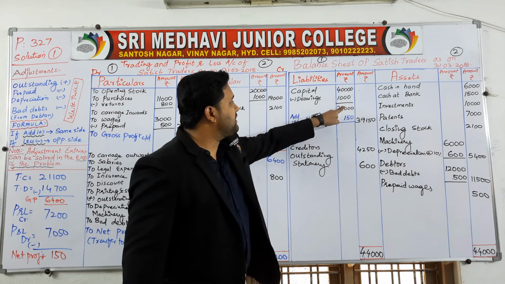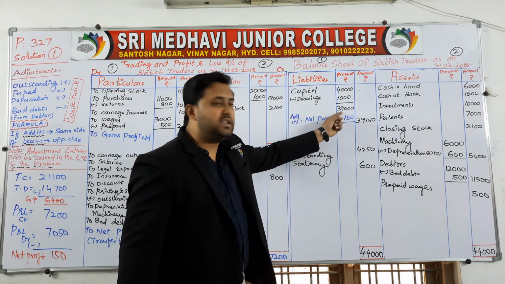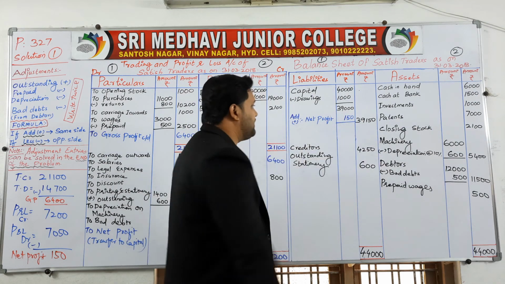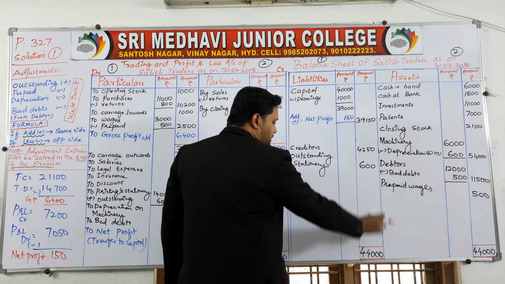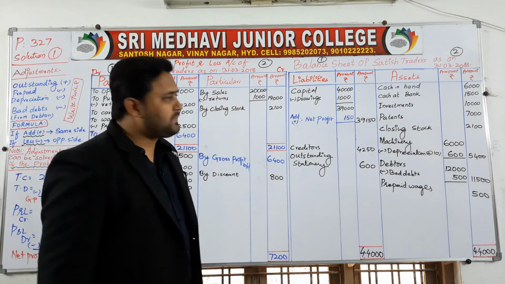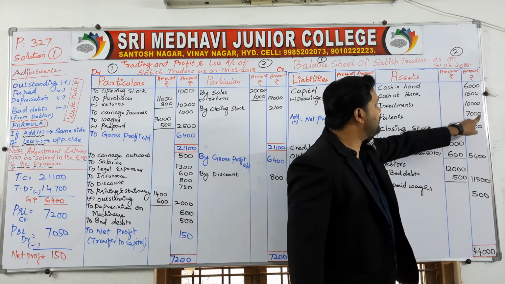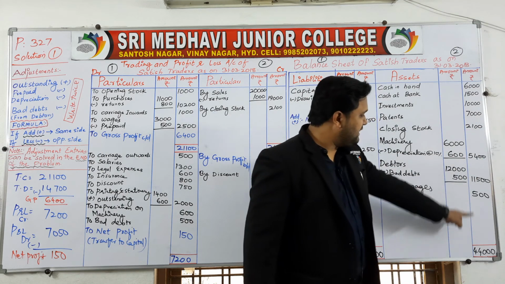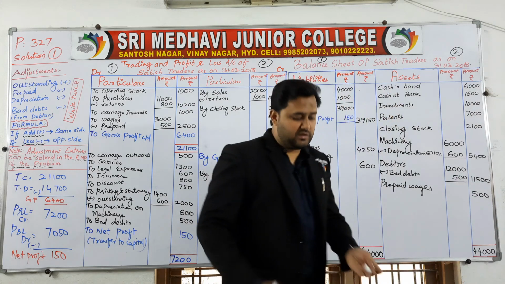40,000 minus 1,000, already you got 39,000. Now add net profit to this 39,000. 39,000 plus 150 is 39,150. Now add 39,150, 4,250, 600, and you will get 44,000. Now add all the assets outer column: 6,000, 1,500, 10,000, 7,000, 2,100, 5,400, 11,500 and 500. If you add all these, you will get 44,000.